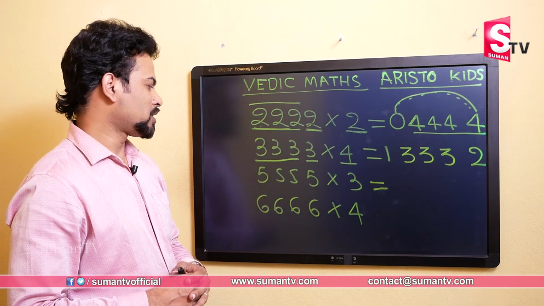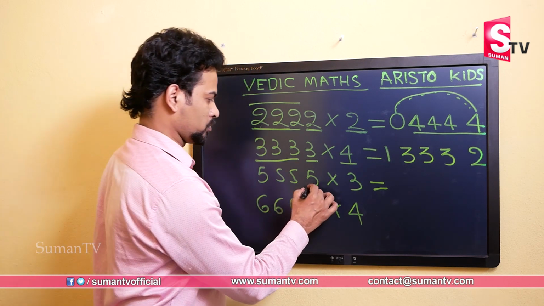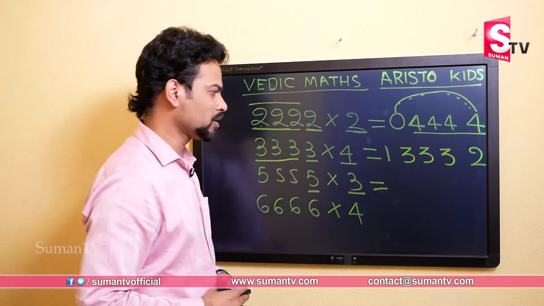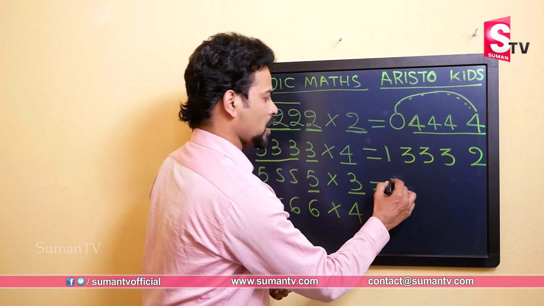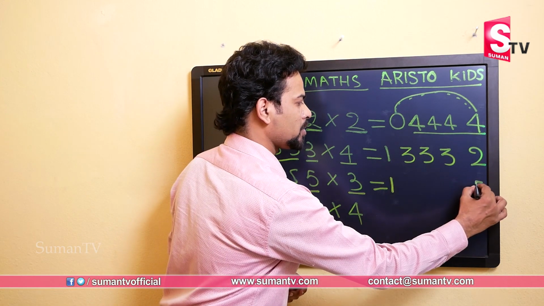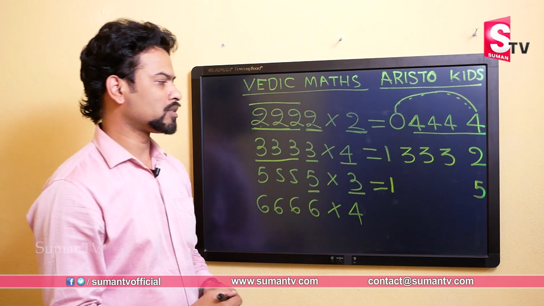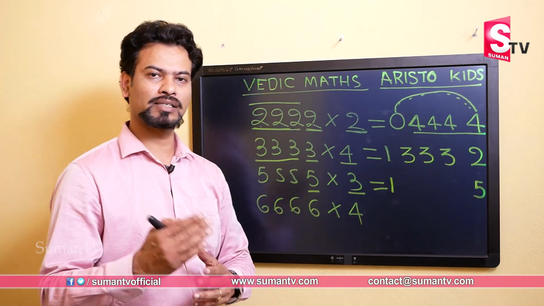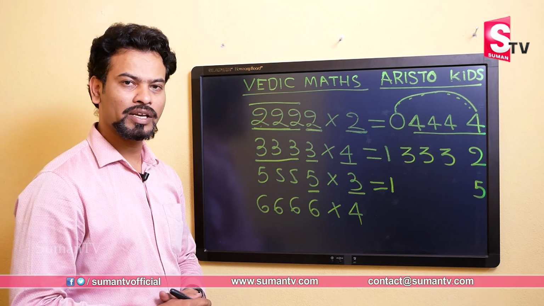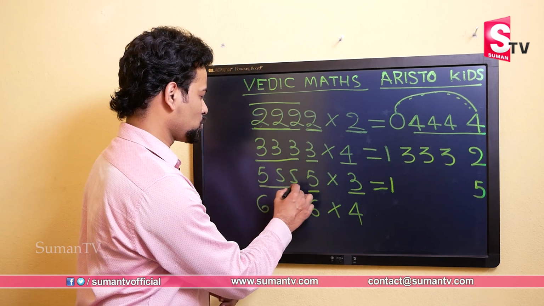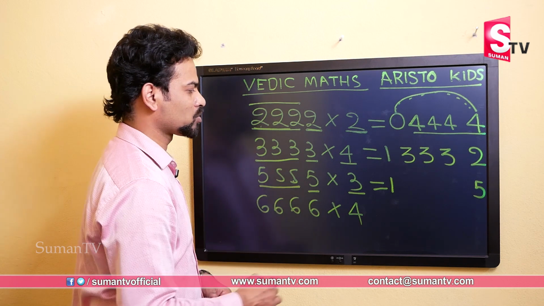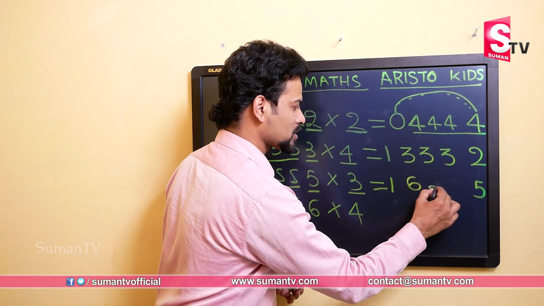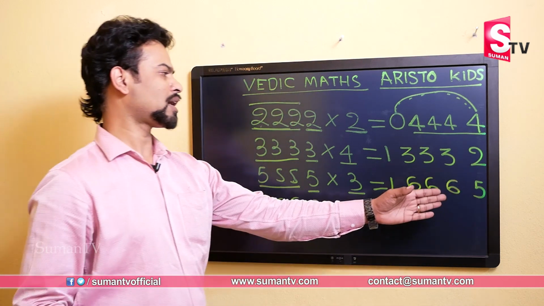Let's do this one. 5555 multiplied by 3. Same. So 5 into 3 is 15. I will place 1 here and 5 here. Then we simply add these two numbers, 1 and 5, that is 6. And how many 6's do we need to place? 1, 2, 3. There are 3 digits left, so we will put 3 6's here, and this is the answer.